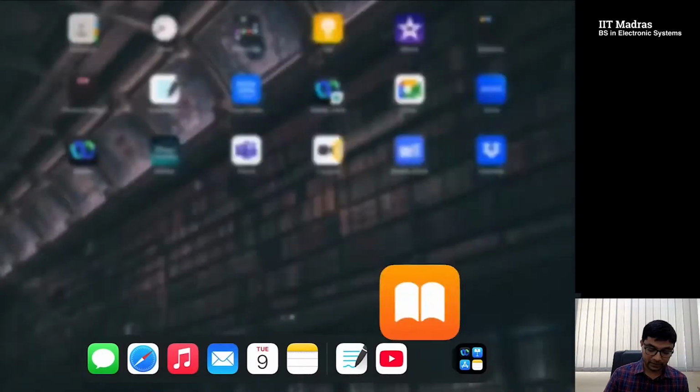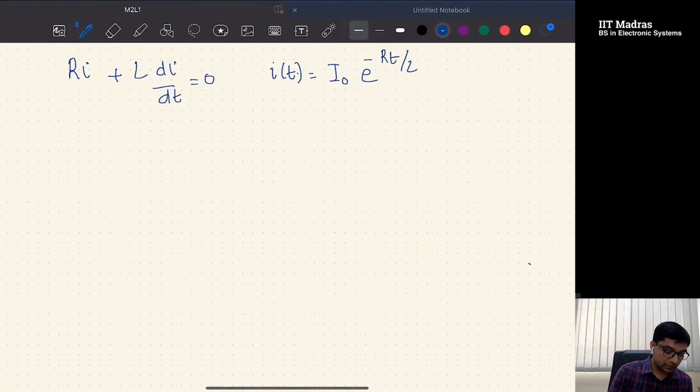So before we look at the response, let's work this out. This is my equation and this is my solution. So first, check for initial conditions.